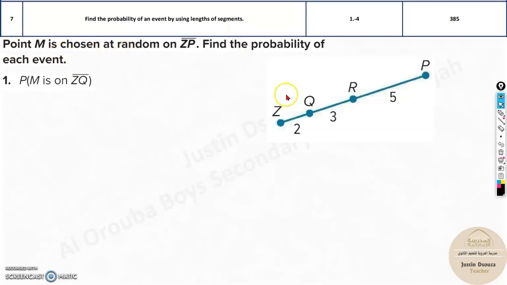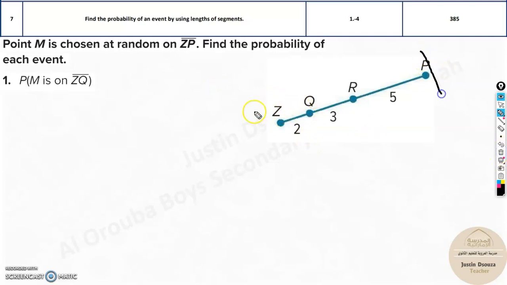Now, they have told point M is chosen at random on this line Z and P. These are the 2 points. Find the probability of each event. That means, what is the probability that the point M is on Z and Q? Let's look over here. Where is Z and Q? Over here to over here. So, there's a point M. You just imagine that you're drawing a point at random. Just imagine you're randomly drawing somewhere. It can be anywhere in between these. What is the probability that the randomly drawn point is over here in between Z and Q?